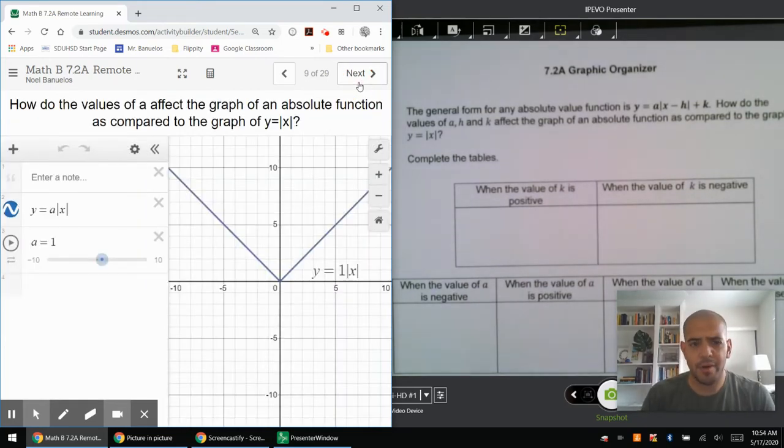All right, number 9. So we're going to play around with the function, the absolute value of x. This function, the absolute value function. We're going to see how we change the value and what happens to our graph.